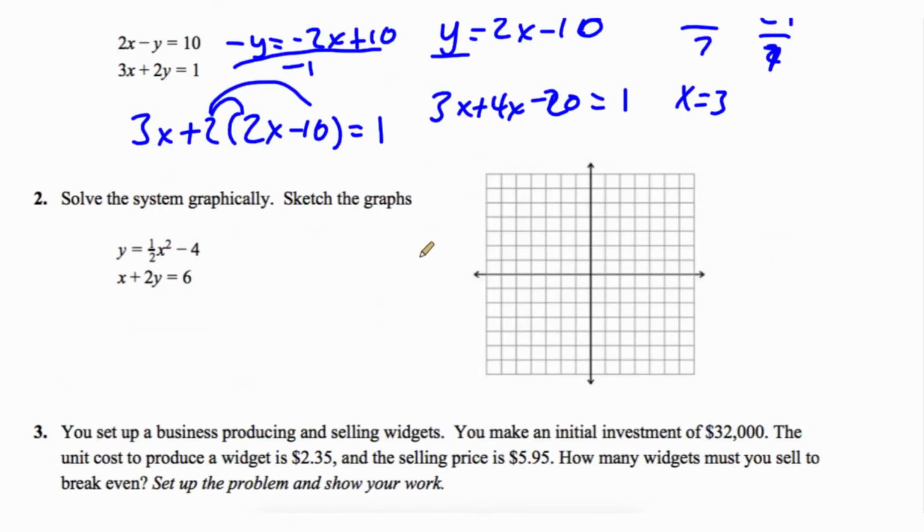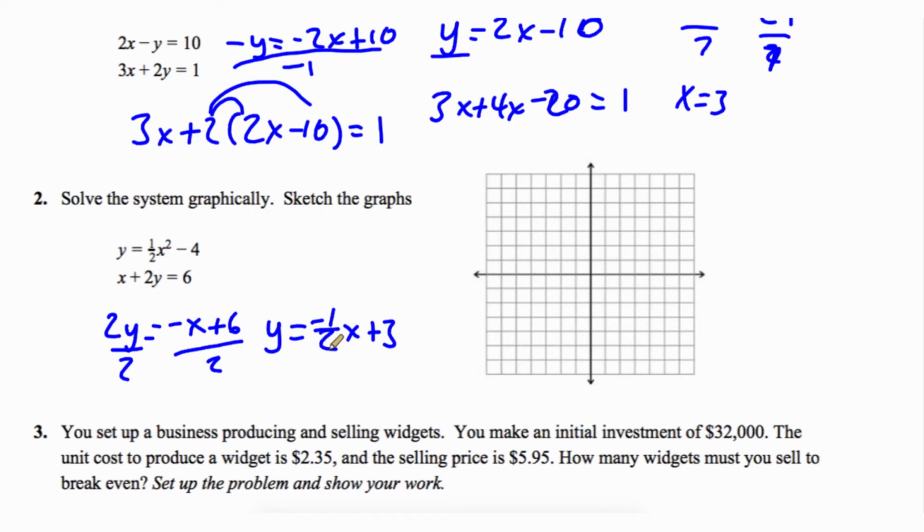Taking a look at problem number 2, we're asked to solve this system graphically and sketch out the graphs. In order to graph these equations, they need to be in y equals form. The first one is okay, but we need to do a little rearranging with the second one. I'm going to subtract the x over, so we get 2y equals negative x plus 6. Divide everything by 2, and we end up getting y equals negative 1/2 x plus 3.